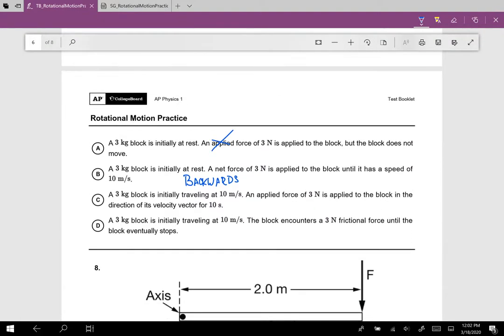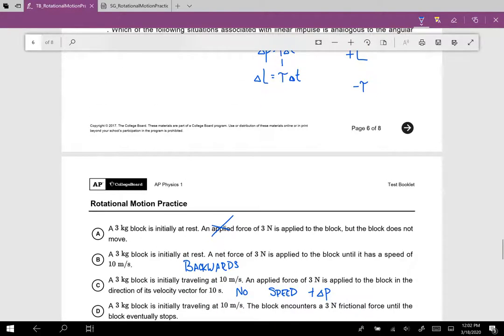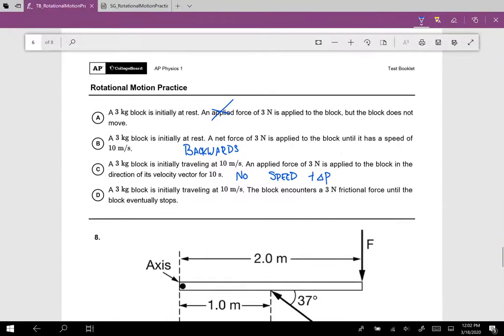So let's see with this one. A block is traveling 10 meters per second. An applied force of 3 newtons is applied to the block in the direction of its velocity vector for 10 seconds. So that's not good because this is going to make us speed up. This is going to be a positive change in momentum. And we're looking at a negative change in momentum because we have a torque that's acting against our wheel.